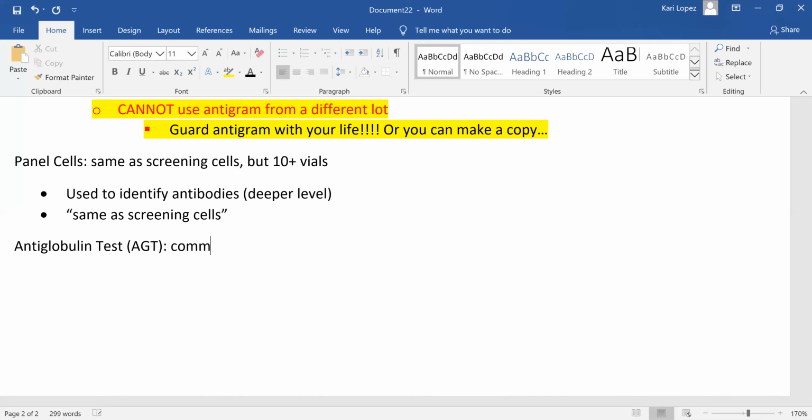So commercial antibody with a specificity towards human globulins is used to agglutinate antibody-coated red blood cells.